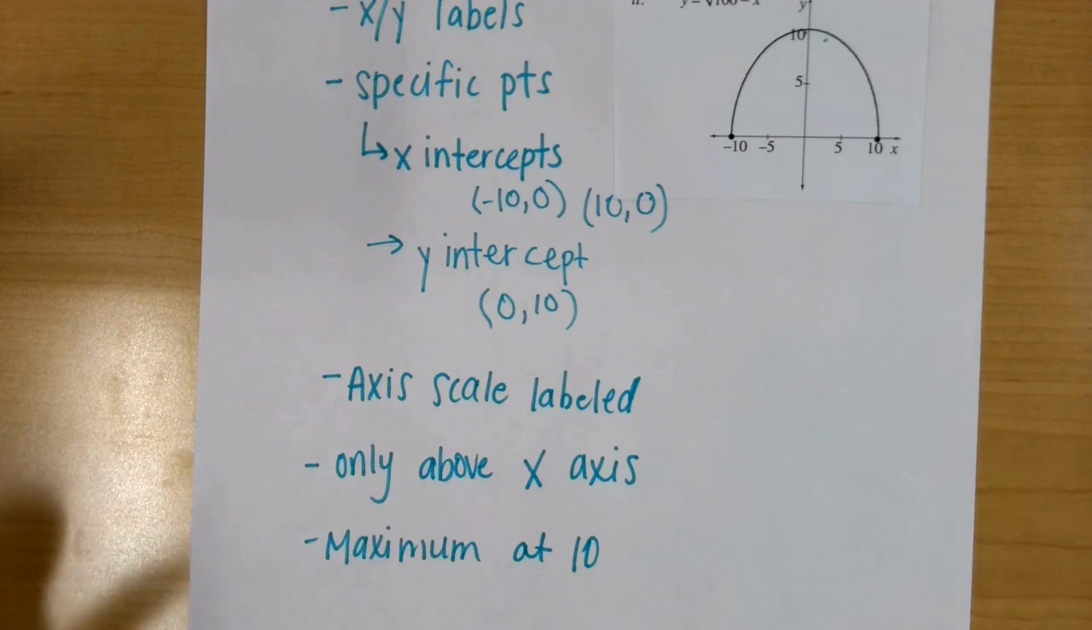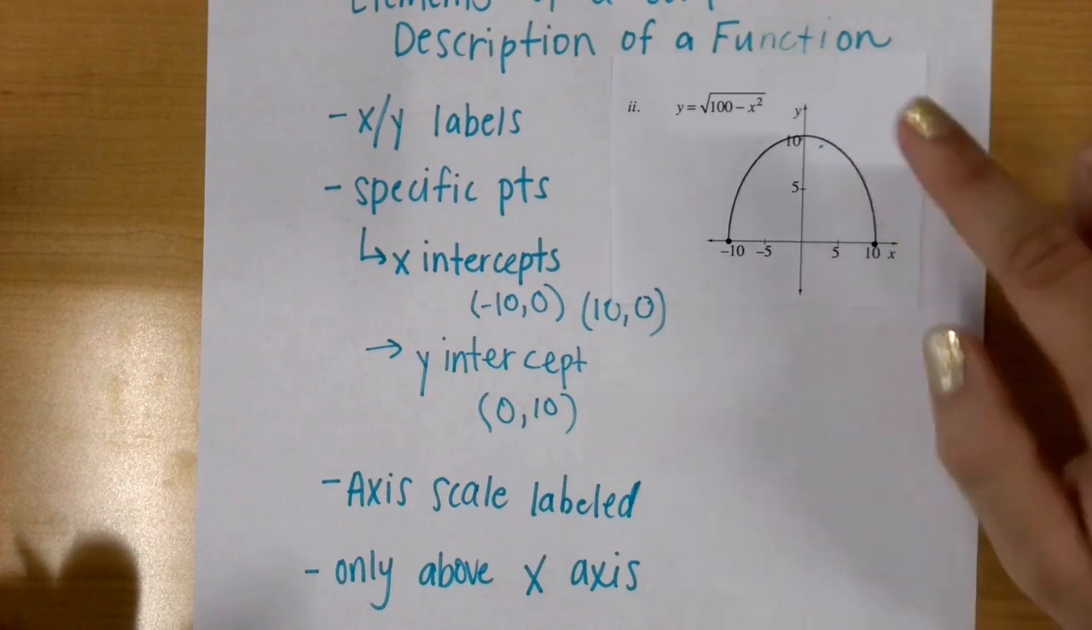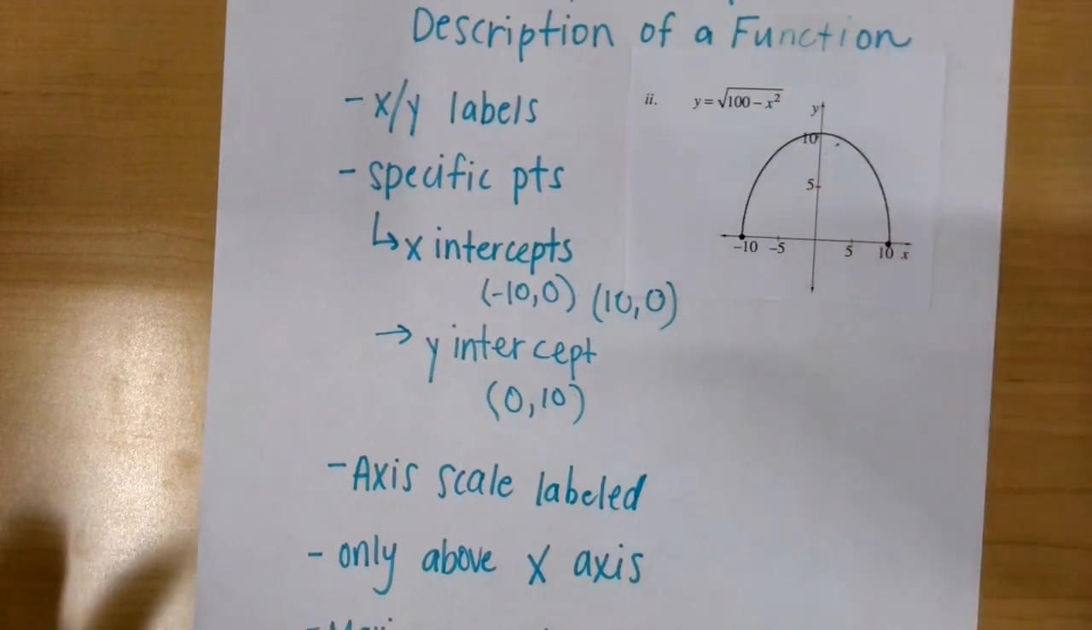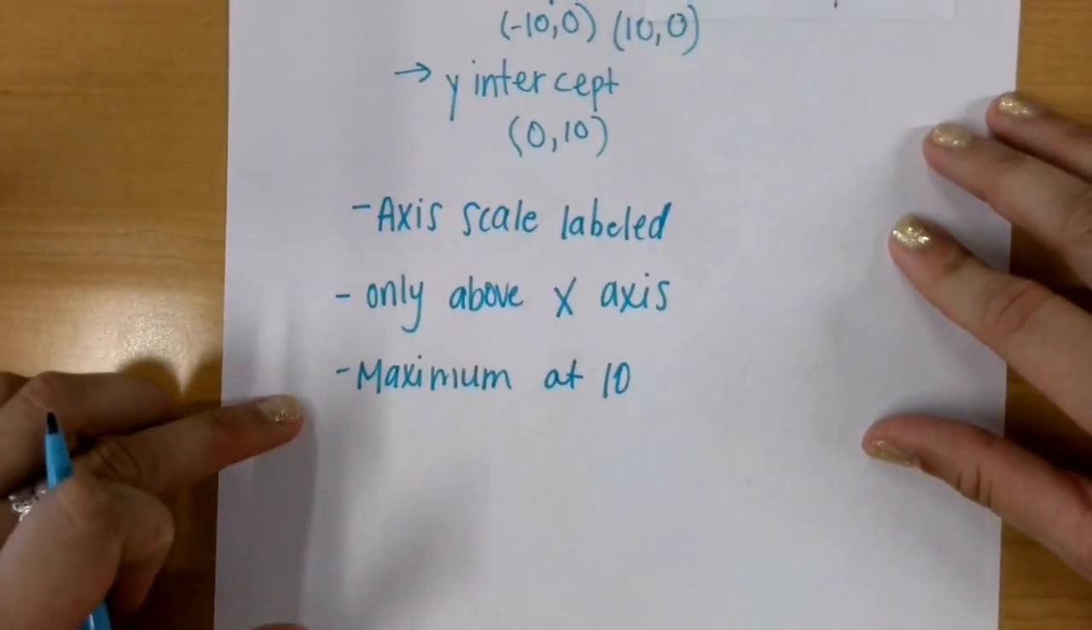Okay, so kind of the overall is that we have our axis labels. So we've got x and y. We've got an appropriate scale. We have specific points that are labeled. Okay, and then we have a couple descriptions below kind of describing what this graph looks like.